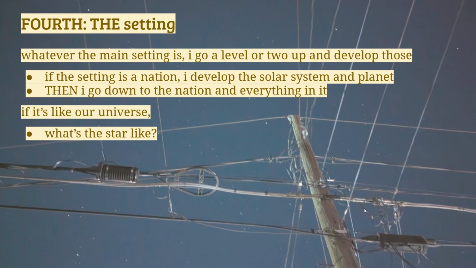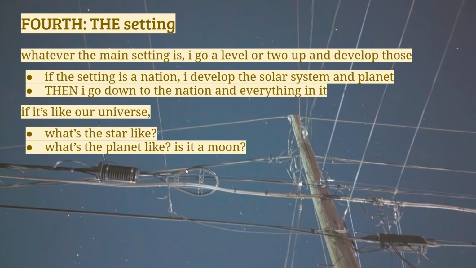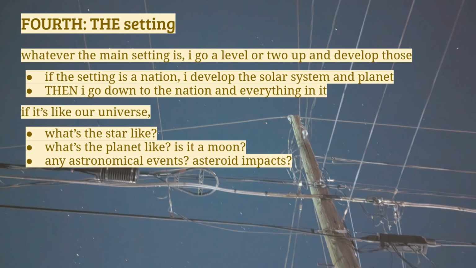If it's like our universe, then I will be thinking about primarily, what's the star like? What's the planet like? Is the planet a moon? That can have a lot of big consequences. Does the planet have a moon? How many moons? Stuff that is going to be very visible in the night sky. Are there any astronomical events? Impact? How common are those sorts of things?